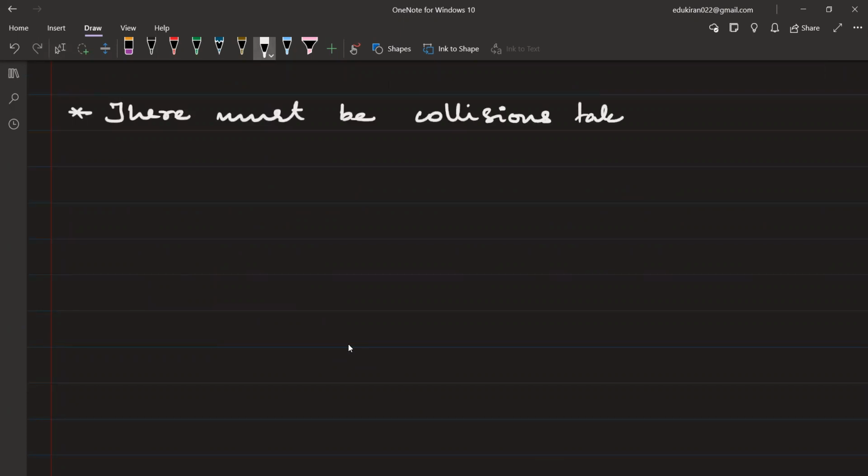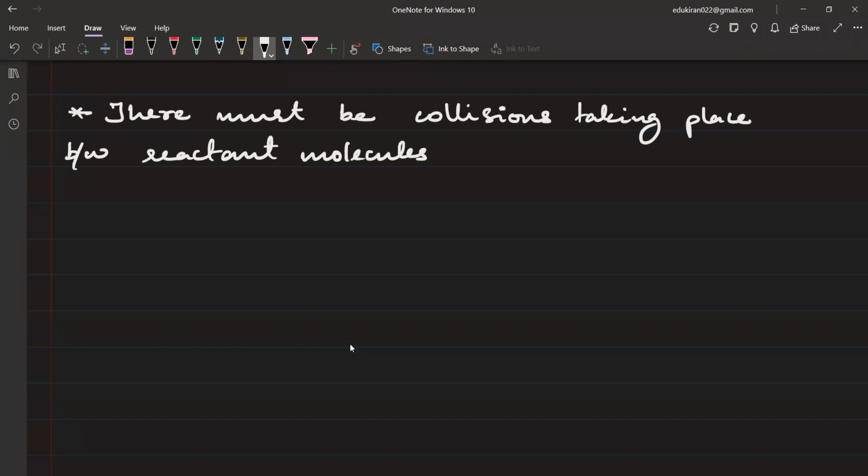There must be collisions taking place between reactant molecules. Sir, have you completed that topic, temperature dependence? No, temperature dependence has not been done yet in this. Okay, sir.